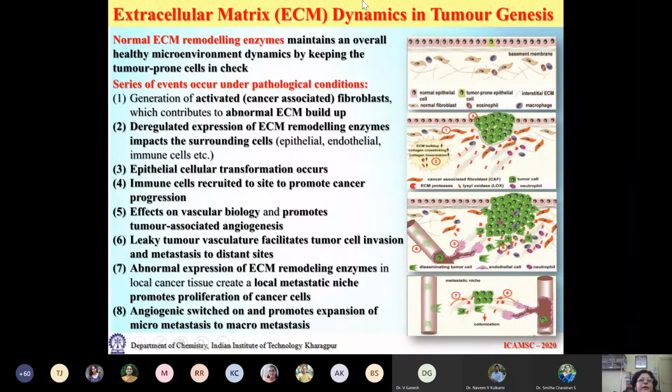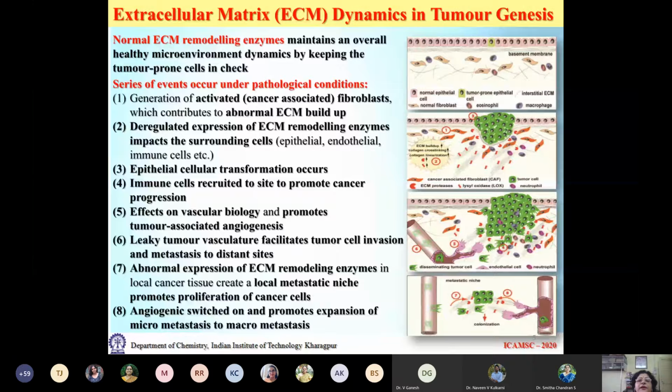Okay, just look at this picture. What we have, when you have this normal cell, there is an equilibrium maintained, then the extracellular matrix model enzyme which is present maintains the overall healthy environment. If there is a tumor cell, that is held in check. But if you have a pathological condition, what happens? You just look at this, you will see this is the epithelial cells, and here you have one cancer cell. If it is in the normal condition, it is going to be checked.